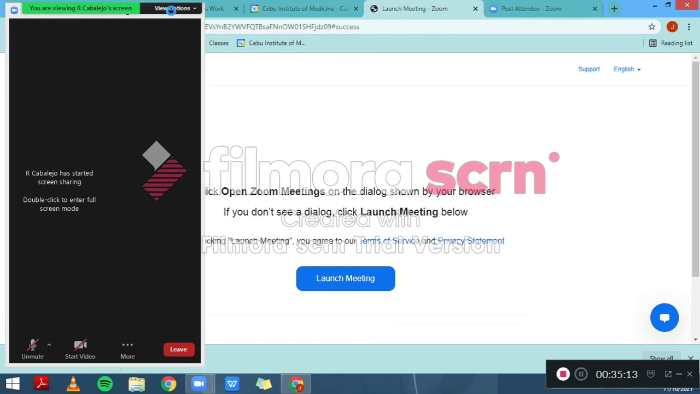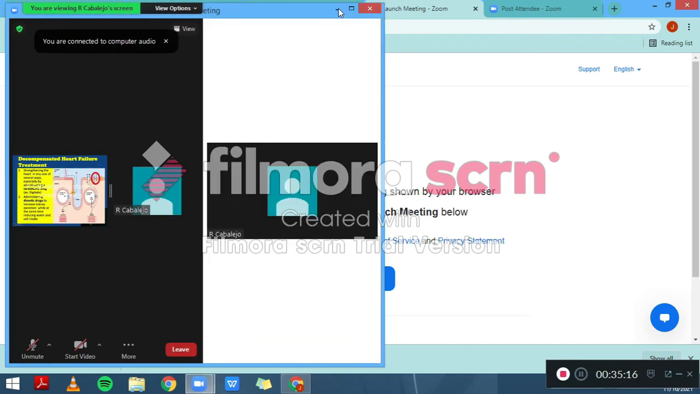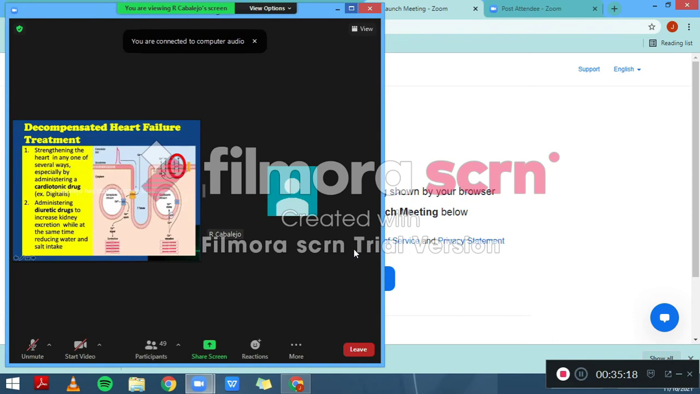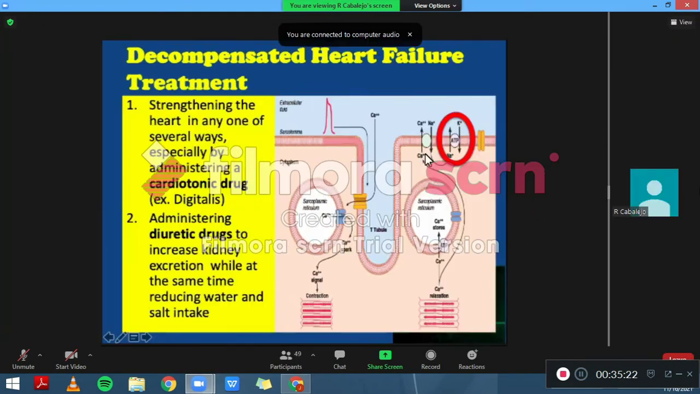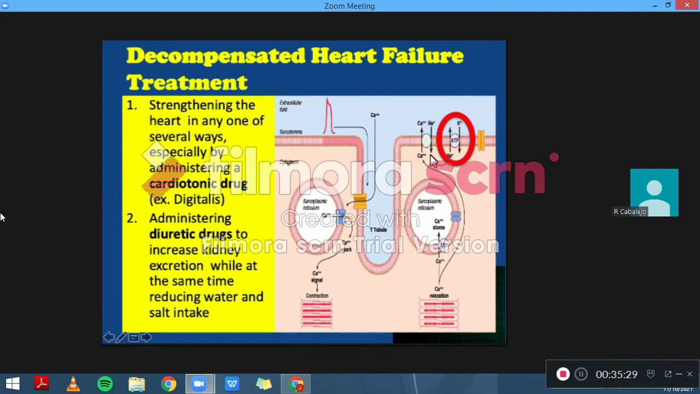sodium calcium exchange pump, which extrudes calcium from the cell in exchange for sodium. Because your sodium calcium pump relies on a high sodium gradient across the cell membrane, accumulation of sodium inside the cell reduces its activity, thus making calcium more available to facilitate the contractile process.